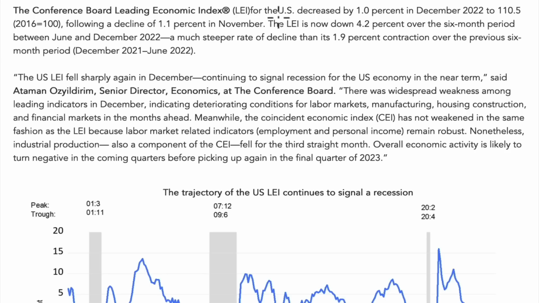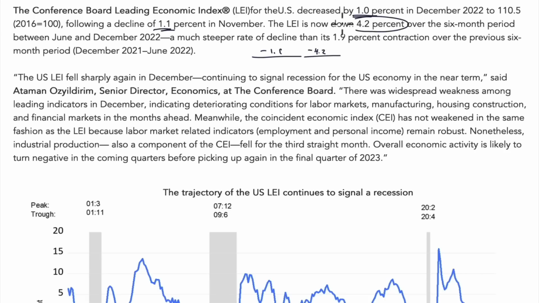Where are we? LEI for the U.S. decreased by 1% in December of 2022, following a decline of 1.1% in November. The LEI is now down 4.2% over the 6-month period between June and December, a much steeper rate of decline than its 1.9% contraction over the previous 6-month period. So you had a 6-month period where you had negative 1.9, followed by another 6-month period where you had negative 4.2. So that is accelerating.